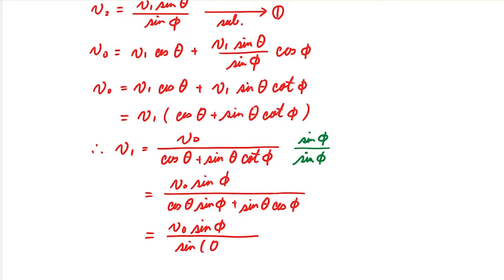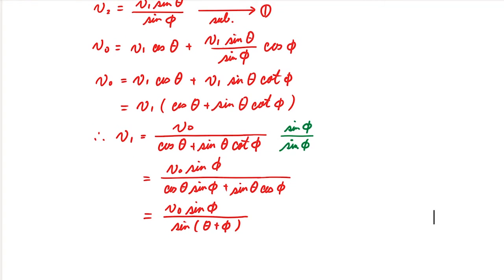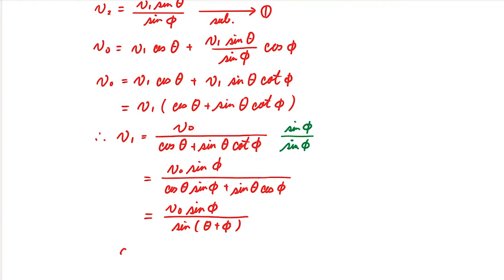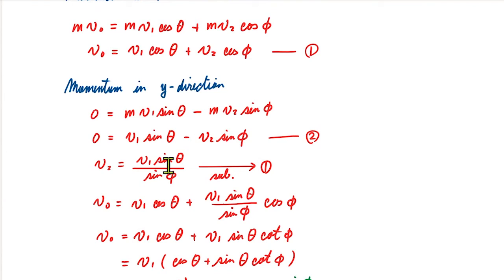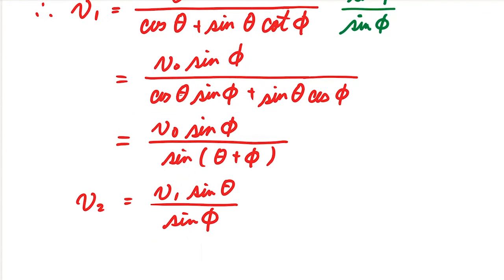Oh, sine theta plus phi. See, this is pretty. That's V1. Okay? Shall we find V2? V2, remember, is this thingy up there. So for V2, I'm going to zoom out a little bit so I can see it. V2 is equal to V1 sine theta over sine phi from up there. Okay, now I can zoom in and substitute this thing in.